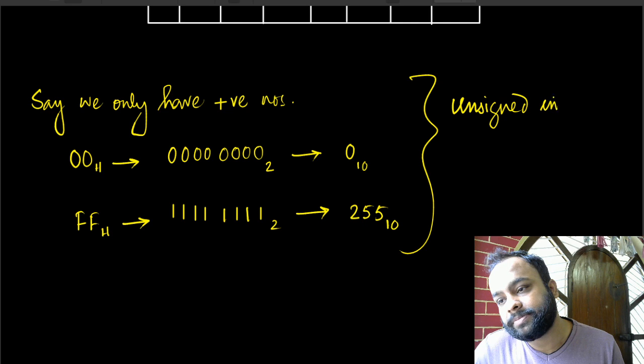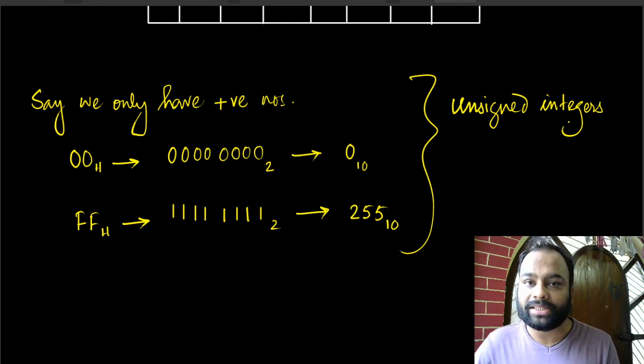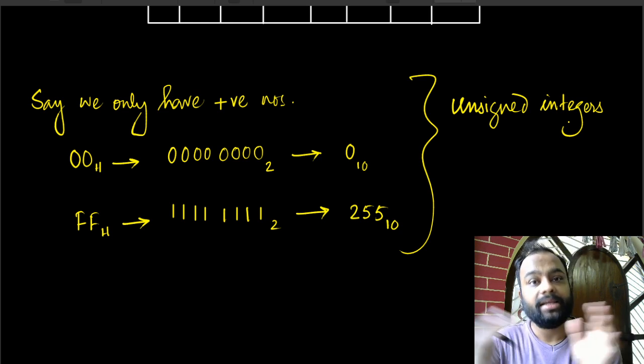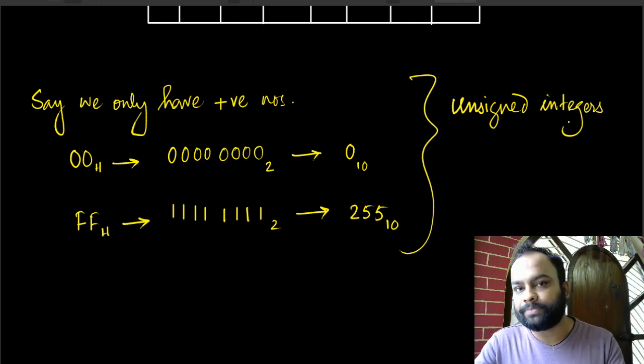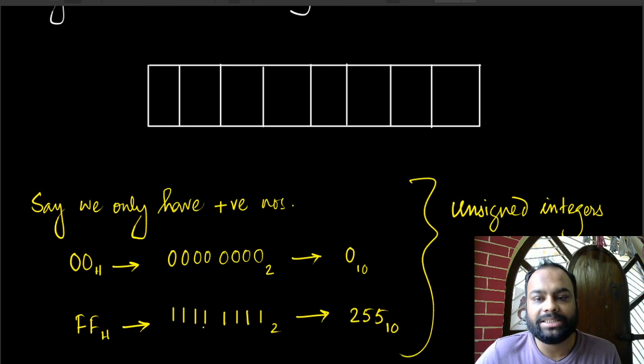Unsigned integers. These are all integers, but unsigned. Unsigned means there is no sign associated with them. All the numbers are positive. Unsigned integers are integers that are always positive, so there is no negative sign anywhere to be found. So that's unsigned integers.